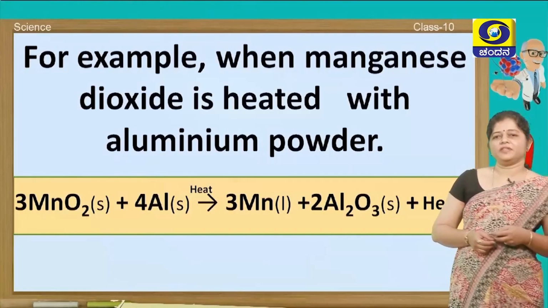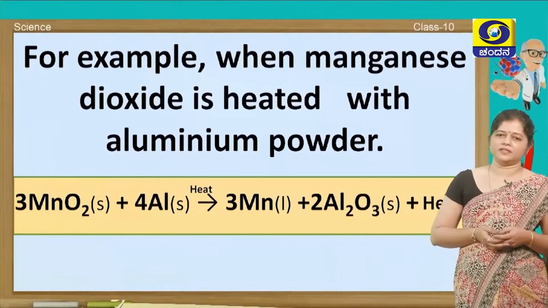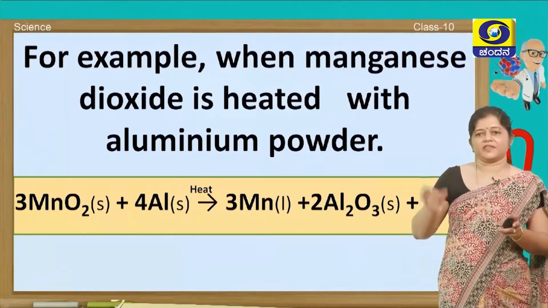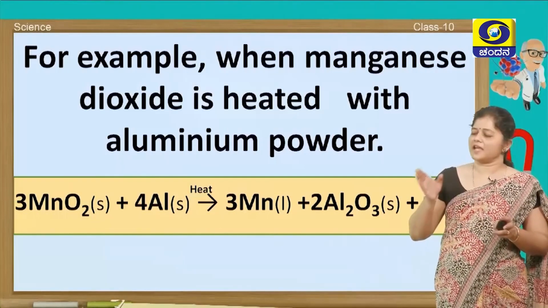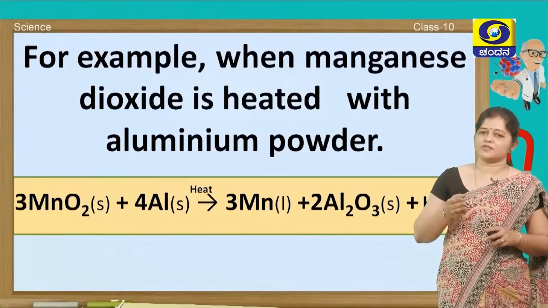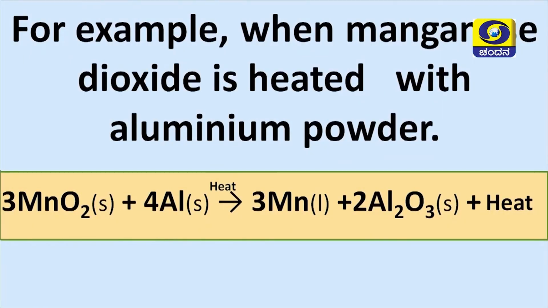For example, when manganese dioxide is heated with aluminium powder, you get manganese. In the reactivity series we observe that aluminium is more reactive than manganese. So, now aluminium is displacing manganese from its manganese oxide compound.